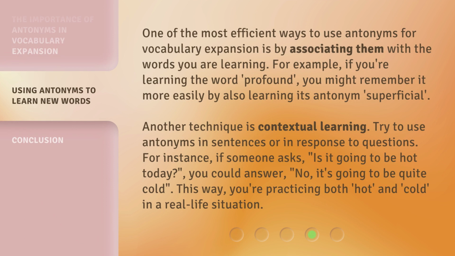One of the most efficient ways to use antonyms for vocabulary expansion is by associating them with the words you are learning. For example, if you're learning the word profound, you might remember it more easily by also learning its antonym, superficial. Another technique is contextual learning.